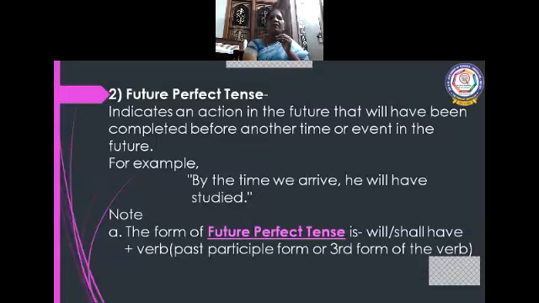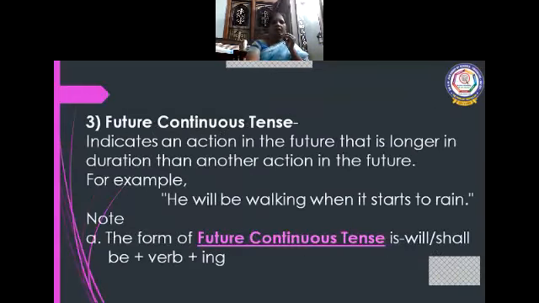So will have plus verb plus past participle form, or third form of the verb, or shall have plus verb plus past participle of the verb. Future continuous tense indicates an action in the future that is longer in duration than another action in the future. For example, he will be walking when it starts to rain.